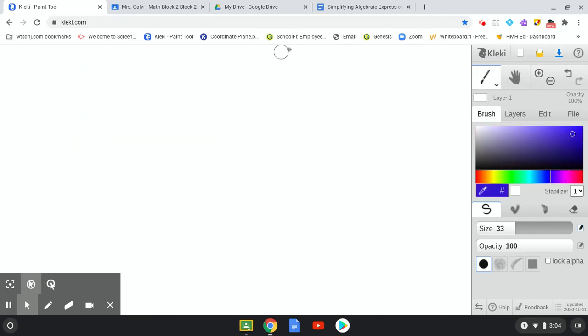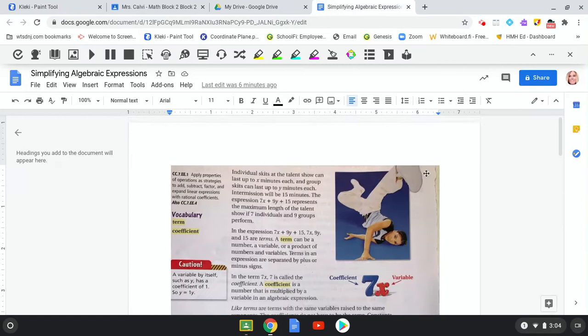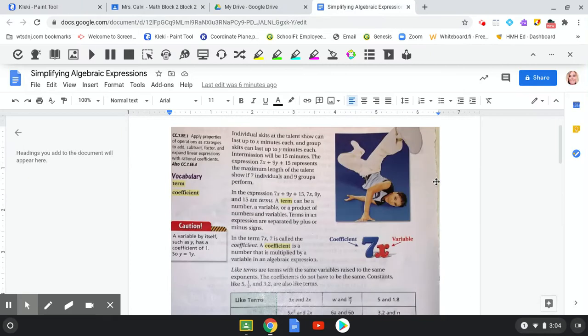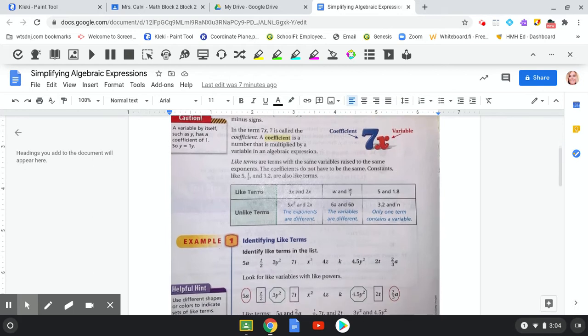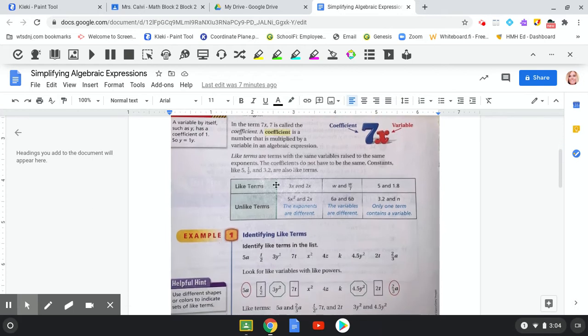All right, the next thing we're going to be talking about is identifying like terms, okay? So if you see on my page here, I have a box and it says like terms and unlike terms. So in our like terms section here, we have 3x and 2x. Those are like terms. They are the same, okay? So it's like having apples and apples.